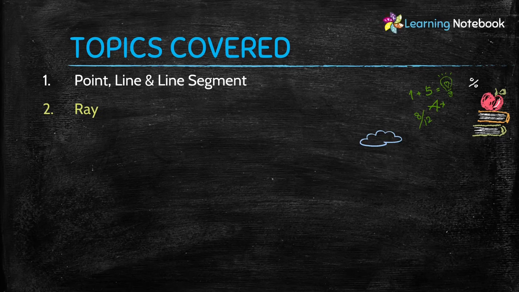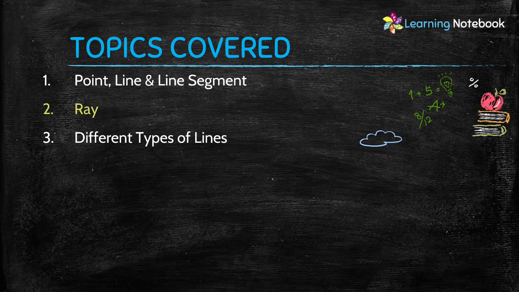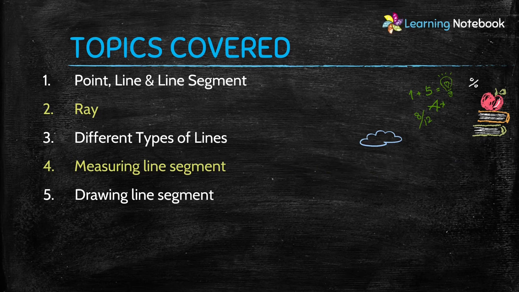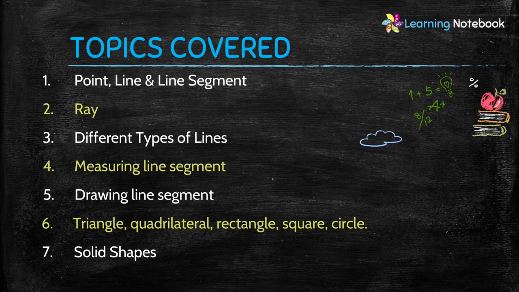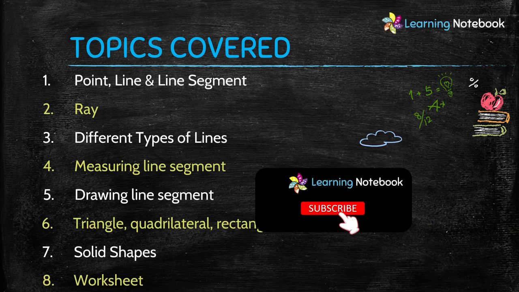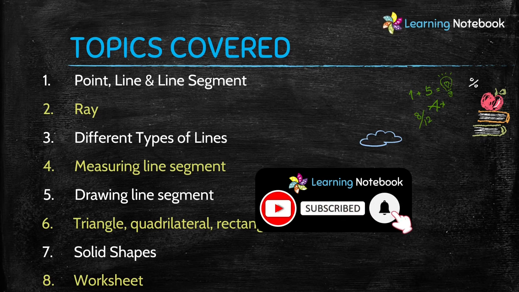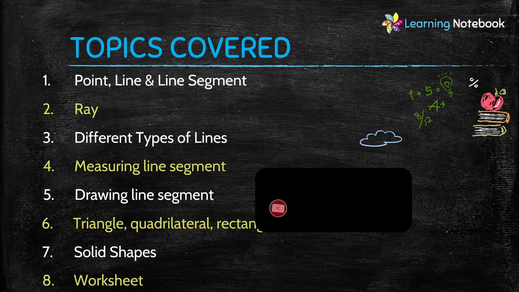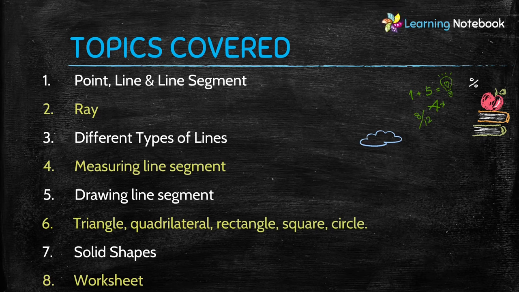So let's see what all topics we are going to cover today in this video. First topic is point, line and line segment. Then we will understand what they are, different types of lines, measuring a line segment and how to draw a line segment. Then we will learn about plane shapes, that is triangle, quadrilateral, rectangle, square and circle. After that, we will understand solid shapes. And in the end, I will give you a worksheet on geometry for your practice.